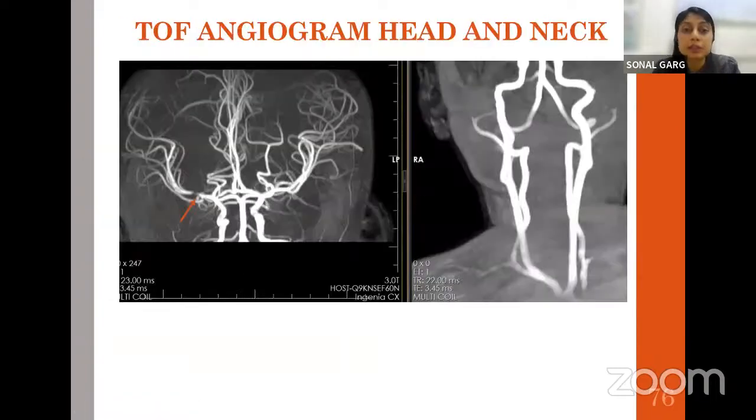So we proceed with a TOF angiogram. And here you can see a very well-defined defect in the proximal middle cerebral artery. So, anybody, what can we do next? What can we do next? I'll give you 3 clues. Should we go ahead with a contrast angiogram? Should we go ahead with a DSA?